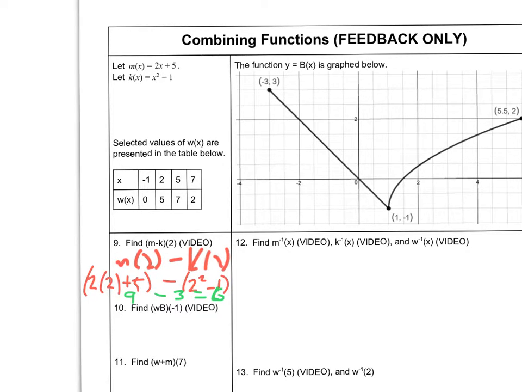WB of negative 1 means W of negative 1 times B of negative 1. W of negative 1 is going to be 0, and B of negative 1, we're going to go over where negative 1 is. This has a height of 1. 0 times 1 is going to be 0.